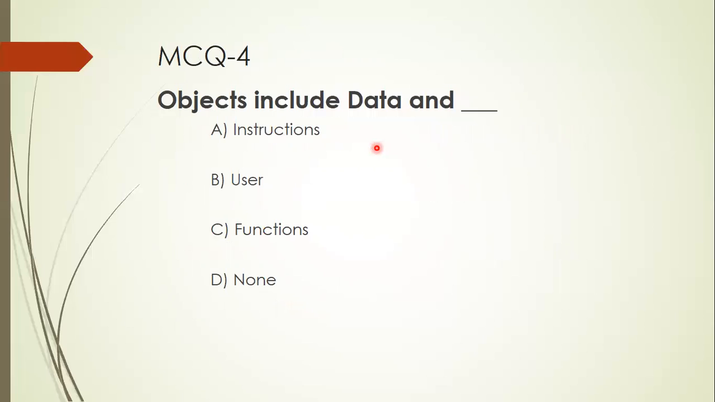An object includes data and dash. I have given the example in the diagram also: the contents of an object are data and functions. So the correct answer here is C.